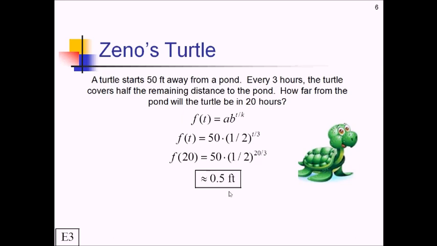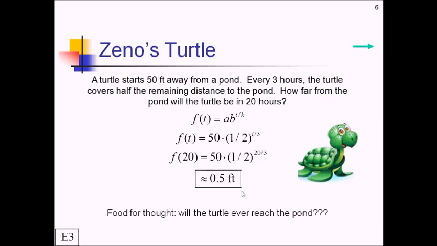Now here's another interesting question. Will this turtle ever actually reach the pond? And the reason I called this Zeno's turtle, there was a Greek philosopher, Zeno, who asked about a turtle in this very situation that kept moving half the distance to some location. And is it ever actually going to reach that destination?